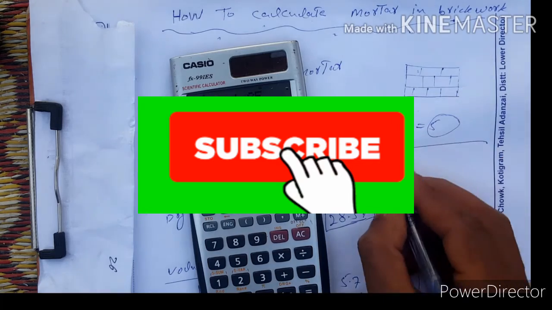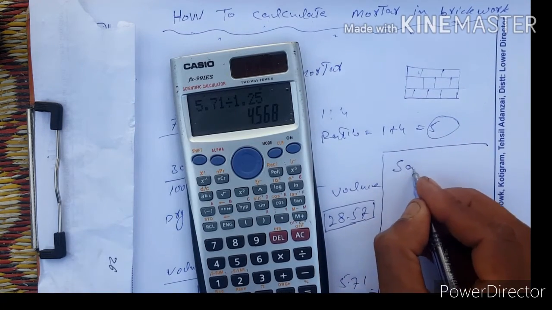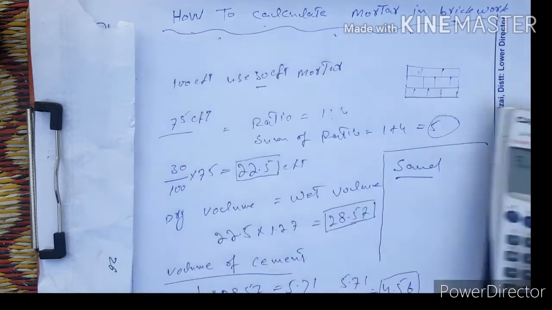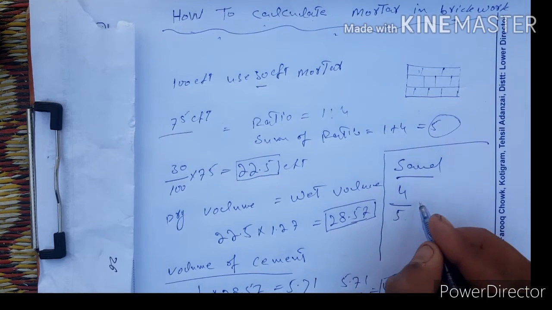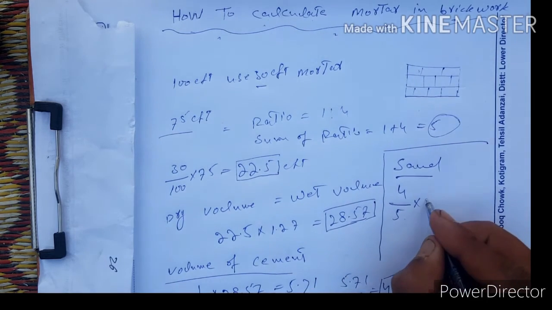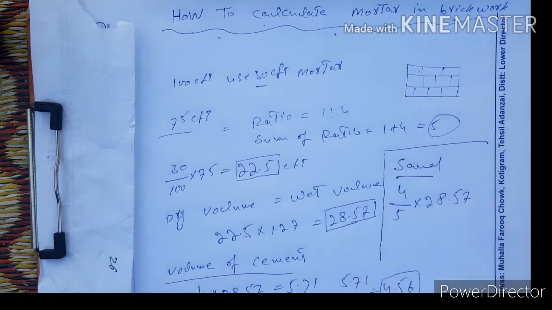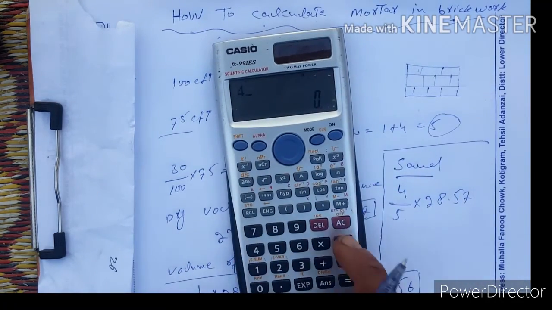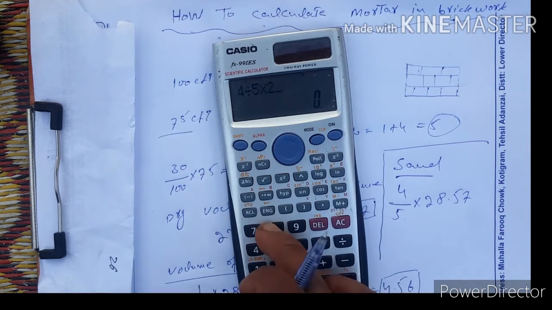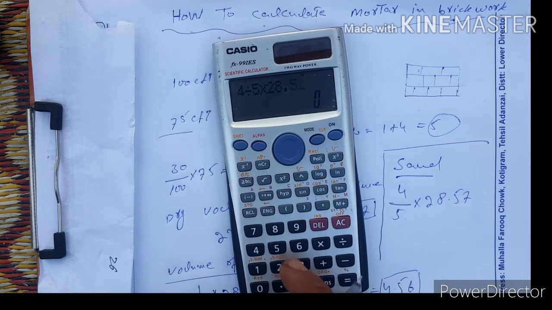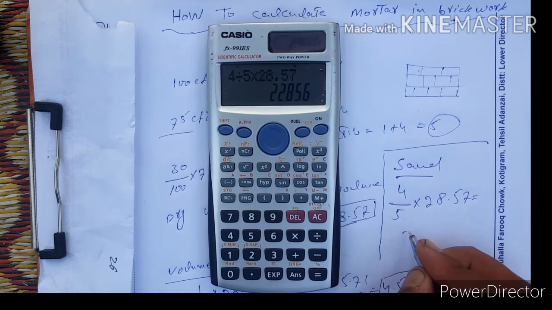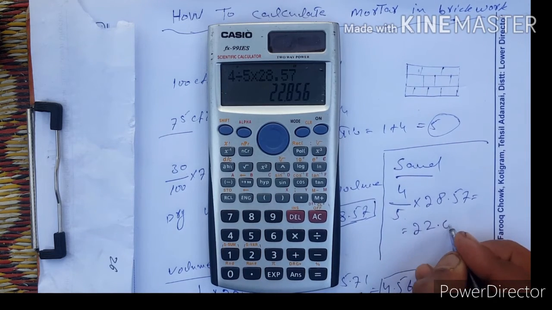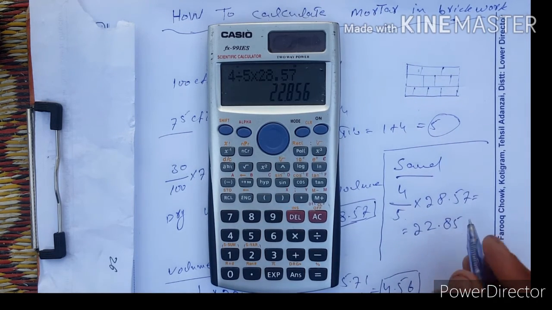Now the volume of sand. The ratio is 4, all the ratio is 5, multiplied by dry volume 28.57. So 4 divided by 5 multiplied by 28.57 is equal to 22.85 safety, the sand volume.